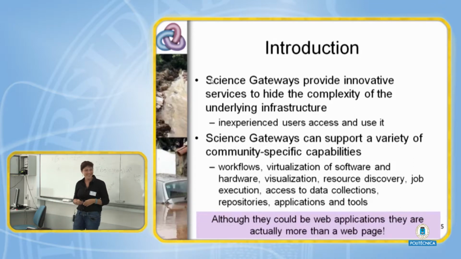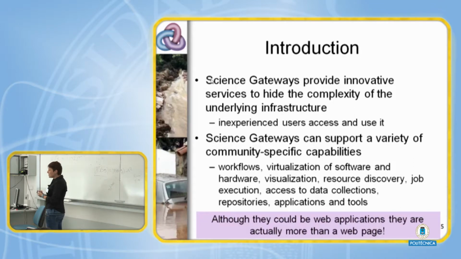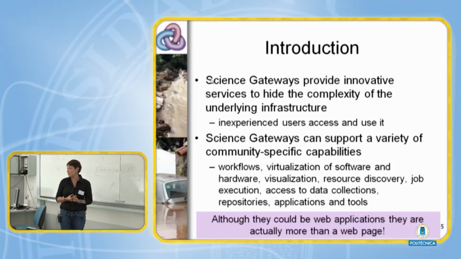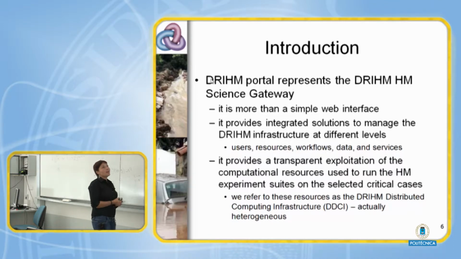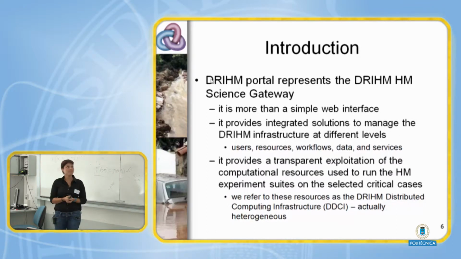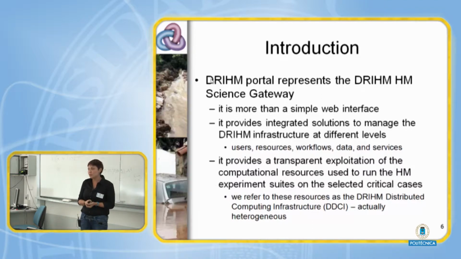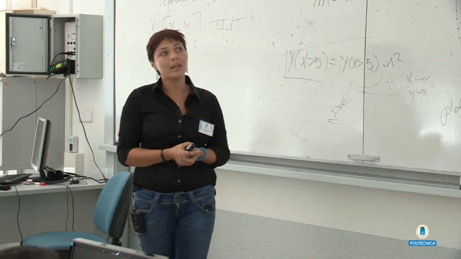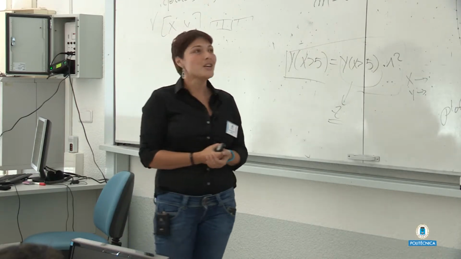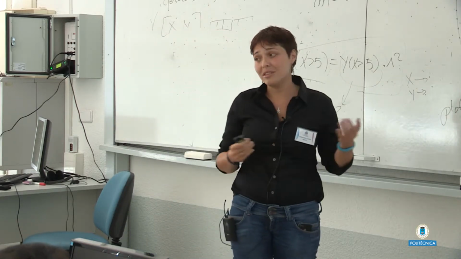And so, I think that it is clear that although a Science Gateway can be provided as a set of web interfaces, it is actually more than a web page. As I was saying at the beginning, the DRIHM portal represents the Science Gateway we are developing for the HMR community. It is more than a simple interface. It provides the integrated solution we are developing in the DRIHM project, and enables us, as developers, to manage the DRIHM infrastructure at different levels.